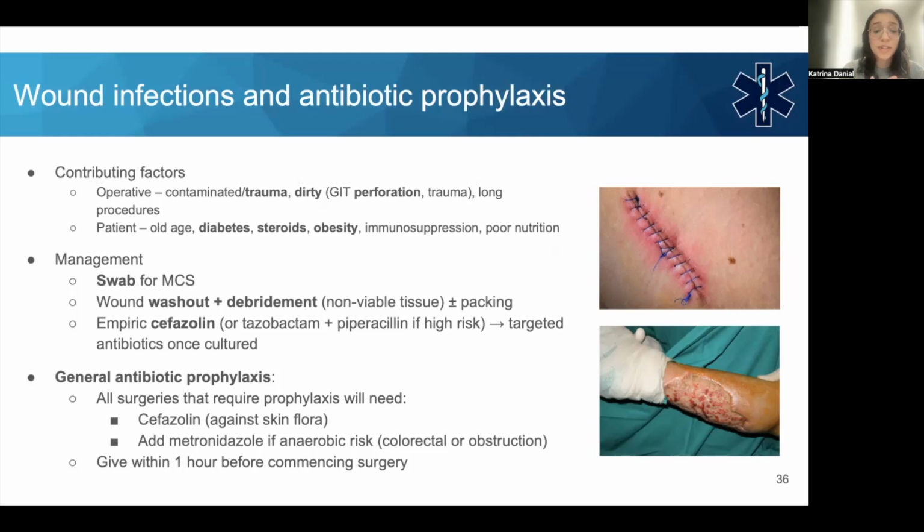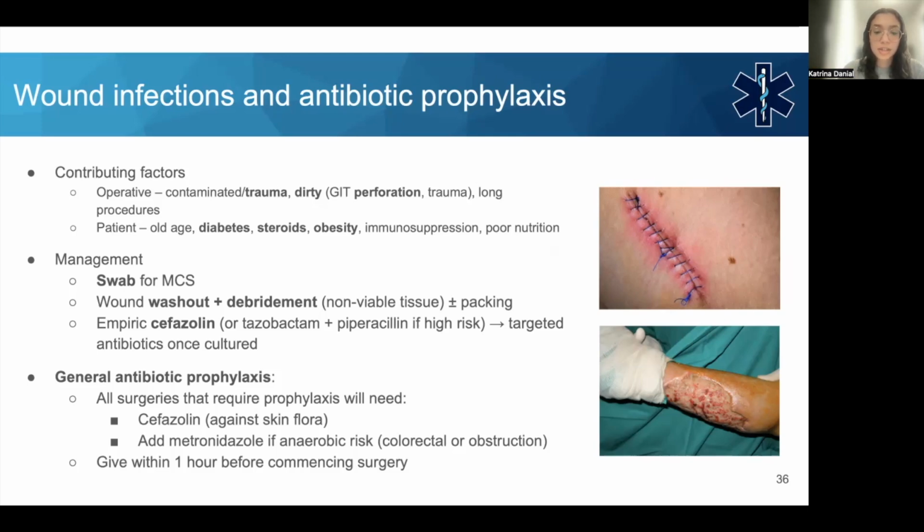Things that we can do to prevent this from happening is to give the appropriate antibiotics prior to the surgery. So depending on the type of surgery, the anaesthetist will give different antibiotics. Right? So generally with the antibiotics, we give them ideally an hour before commencing the surgery. Sometimes though you'll see them give it right before the incision, but ideally you give them an hour before surgery.